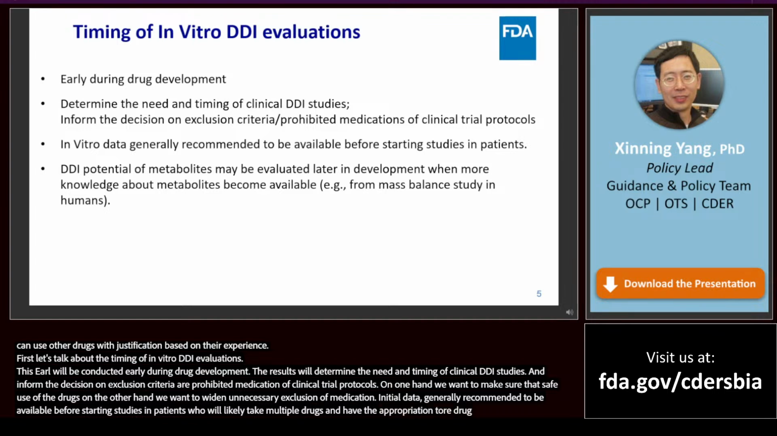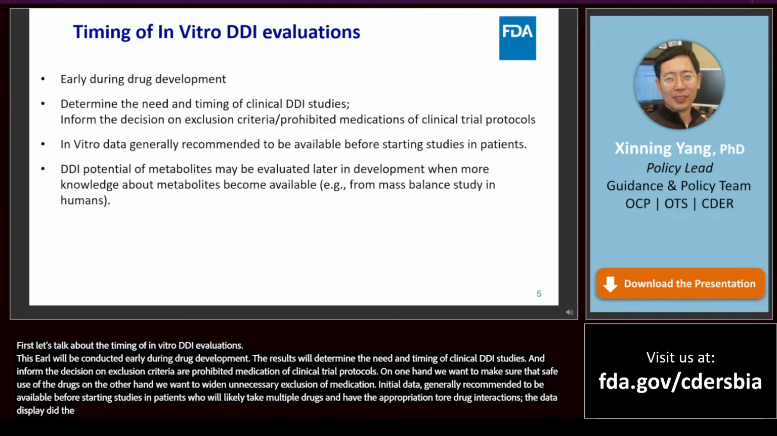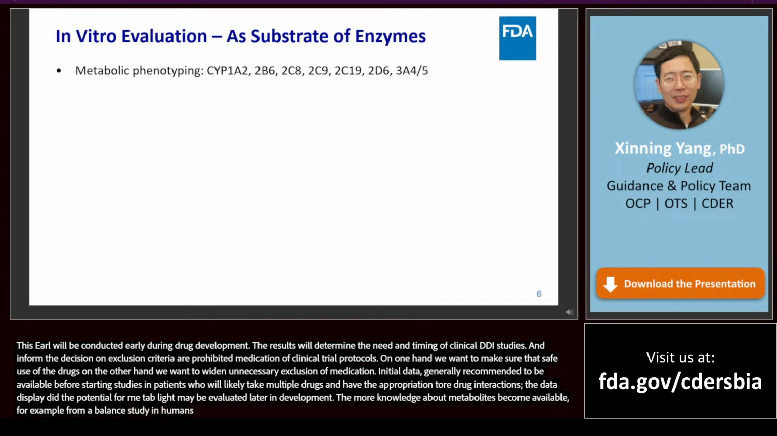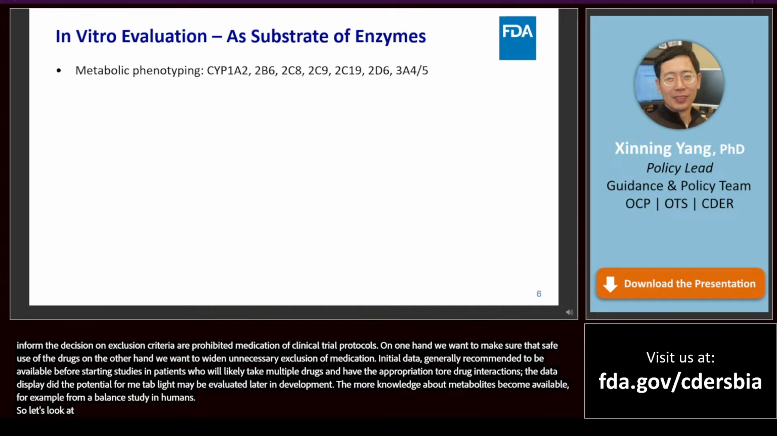The DDI potential of metabolites may be evaluated later in development when more knowledge about metabolites becomes available, for example, from a mass balance study in humans. So let's look at the in vitro evaluation of a drug as a substrate of enzymes.